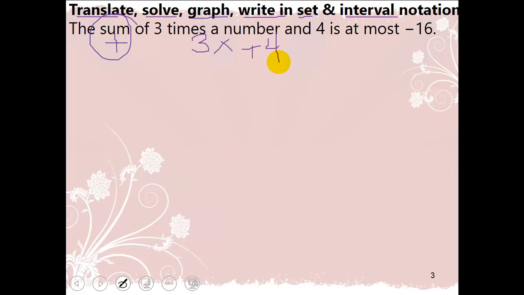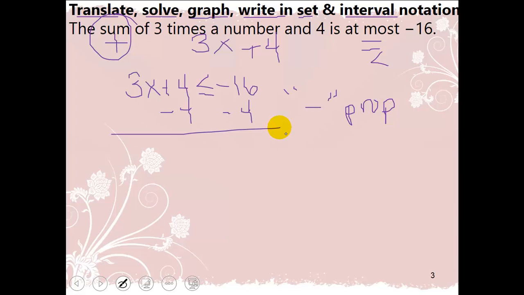Is at most. That means it can be equal to or it can be less than. So we're going to get our translation is 3x plus 4 is less than or equal to negative 16. And now we're going to solve by subtracting 4. That is the subtraction property.